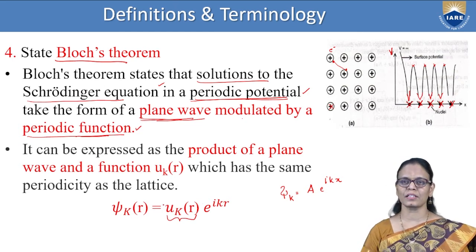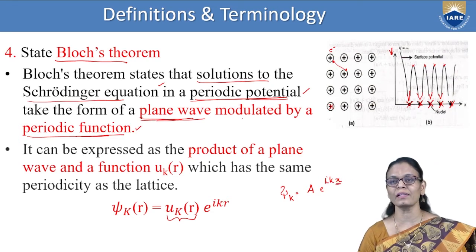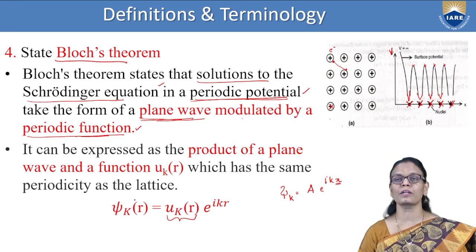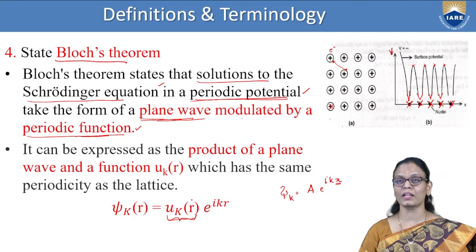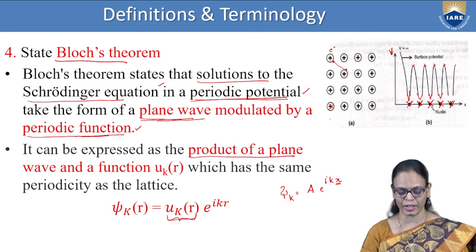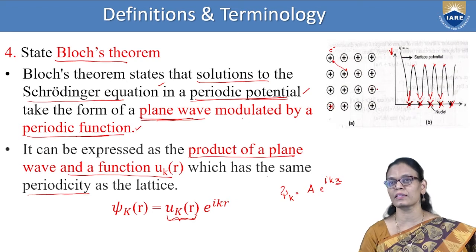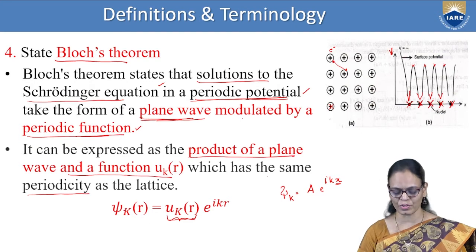X, Y, Z and T we have. When I'm talking about X, it is only in 1 dimension. So psi k of r represents the solution to the Schrodinger wave equation in 3 dimensions. So what we are introducing here is psi k times uk of r, which is the periodic function. So we are expressing this function as a product of a plane wave and a function uk of r. And it has the same periodicity as the lattice. Whatever periodicity is there in the lattice, this function also has the same periodicity. That is what we need to understand.